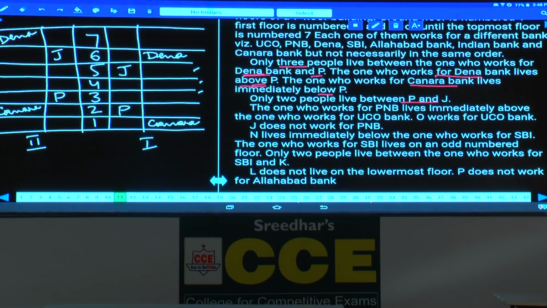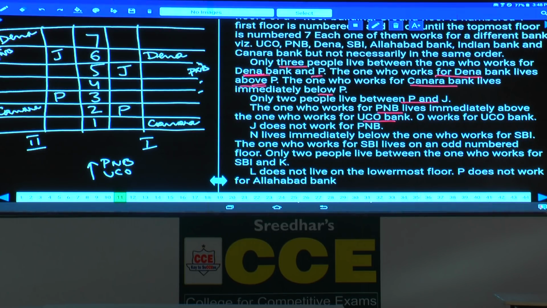And the one who works for PNB lives immediately above the one who works for UCO Bank. Hence PNB and UCO Bank must be together, isn't it? The one who works for PNB lives immediately above the one who works for UCO Bank. And J does not work for PNB. As J does not work for PNB, PNB cannot be at this place.